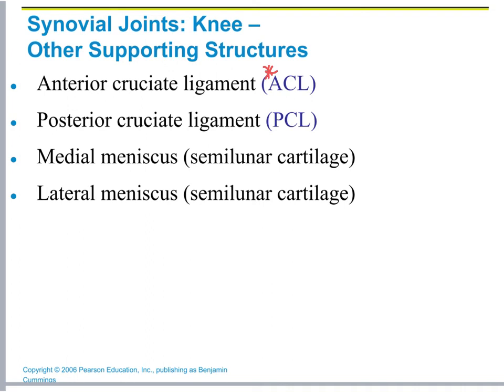The other structure mentioned here that's specific to the knee is the meniscus. Meniscus is a piece of cartilage. It has a shape of a meniscus or crescent moon, thus the other name semilunar cartilage. And like any cartilage at a joint, the function of the meniscus is to reduce friction.